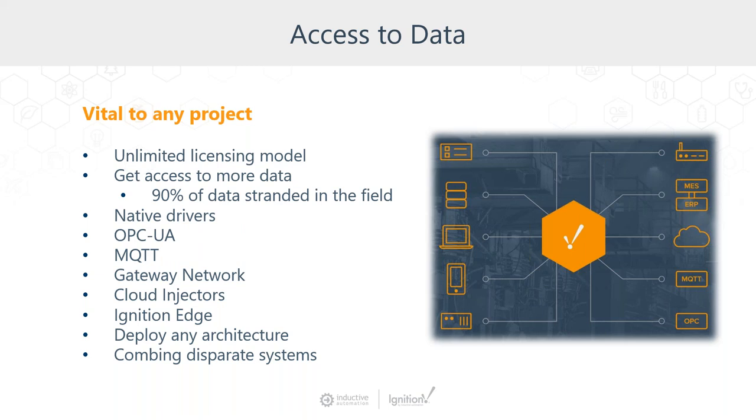MQTT is another good example of a protocol that's easy to connect to. Ignition has a gateway network to communicate between servers, and cloud injectors to go to AWS, Azure, Watson, and Google Cloud Platform. Ignition Edge is for when you need to run either an HMI or a small data collection unit with store and forward inside that. It acts in both of those capacities.